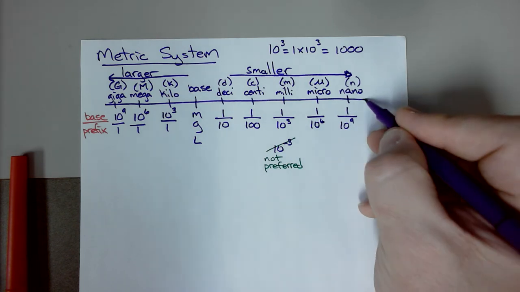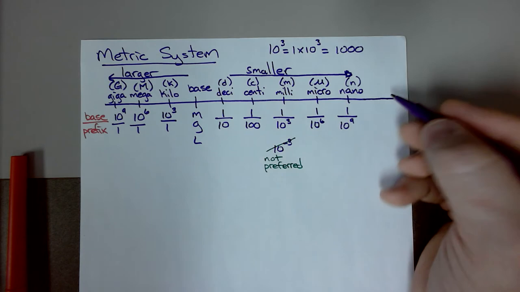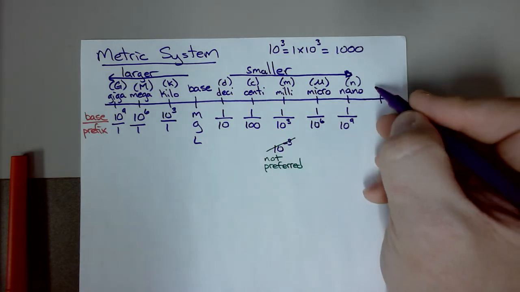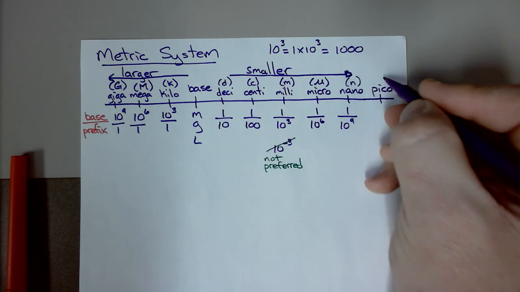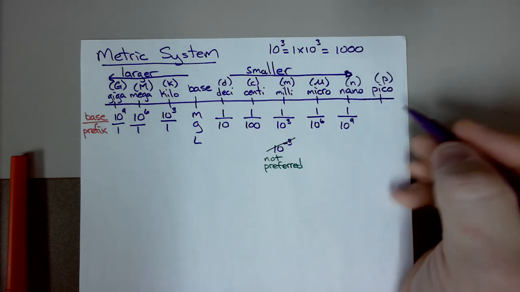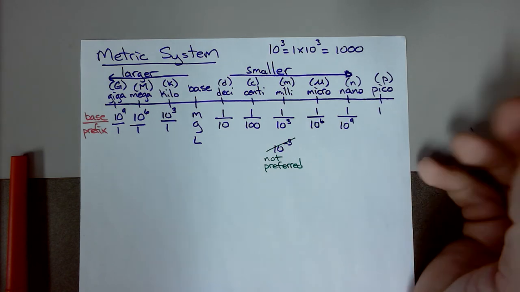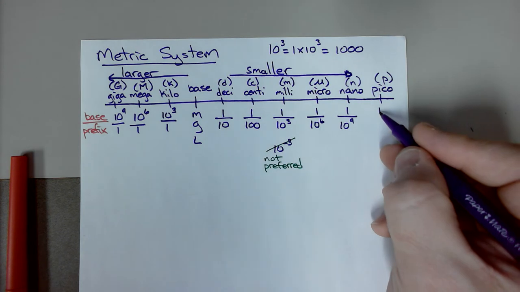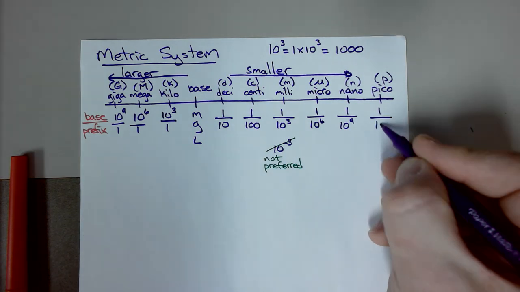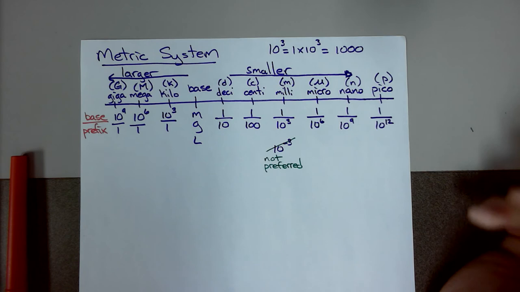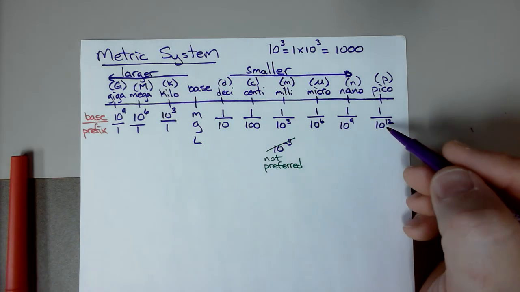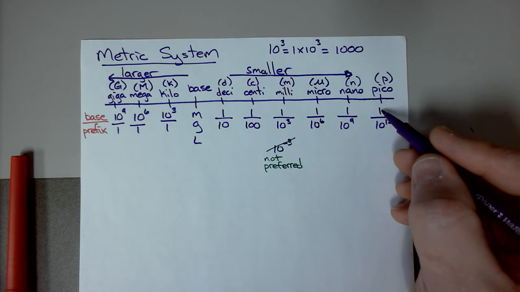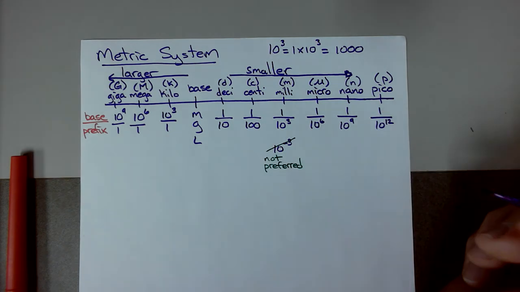And the last one we're going to talk about in this class is pico. Pico is represented with a p. And so 1 gram would be, or meter, gram, meter, or liter, doesn't matter. 1 meter would be 10 to the 12th picometers, or it takes 1 trillion picometers, which is a small unit, to make 1 meter, the larger base unit.